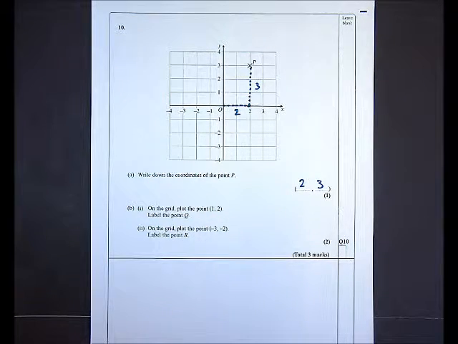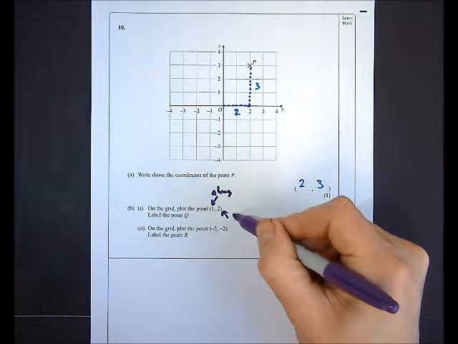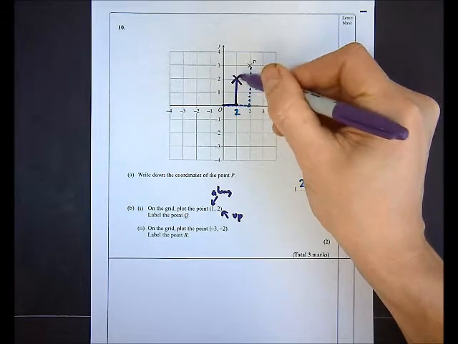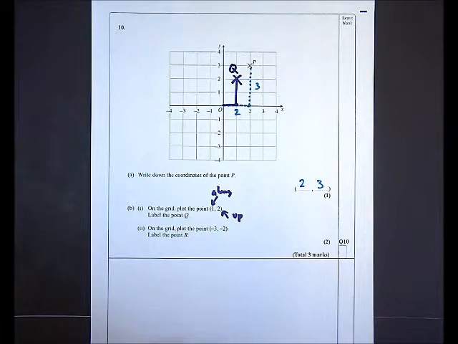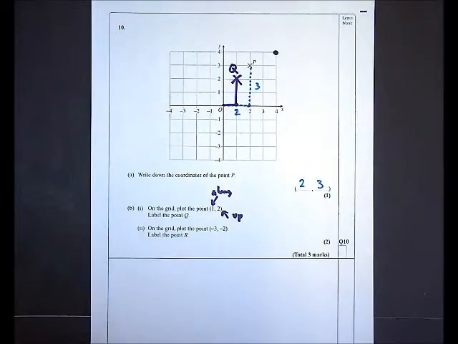Part BI, I'm asked to plot the point 1, 2 on the grid and label it Q. So again, along the corridor 1, and I'm going up the stairs the 2. So along 1 and up 2. So that would be there, and I'm told to label it Q. So I need to make sure I put a cross on and label it Q. I don't want to see any circles or anything along those lines. It's got to be a cross and the letter Q.